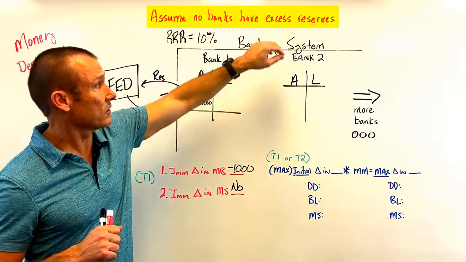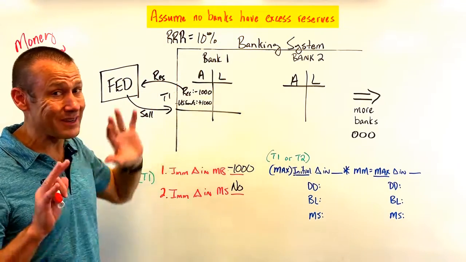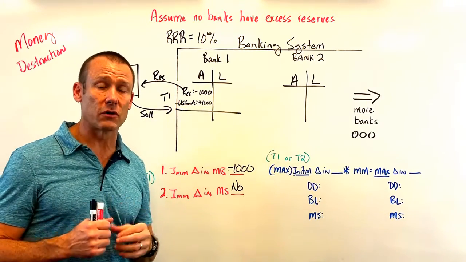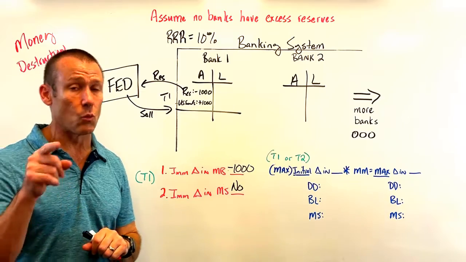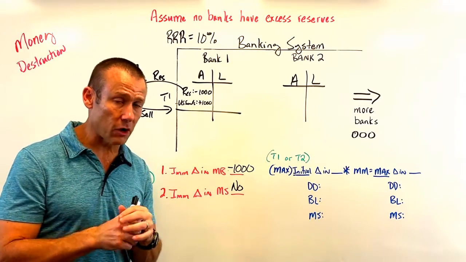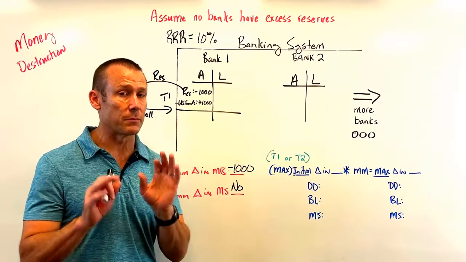Assume no banks have excess reserves, which means Bank One did not have excess reserves, and they just lost 1,000 in reserves. So how much are they deficient by? The answer is 1,000. Now, if you watched my video on a withdrawal, you might have been tempted to say 900, but be careful, guys.